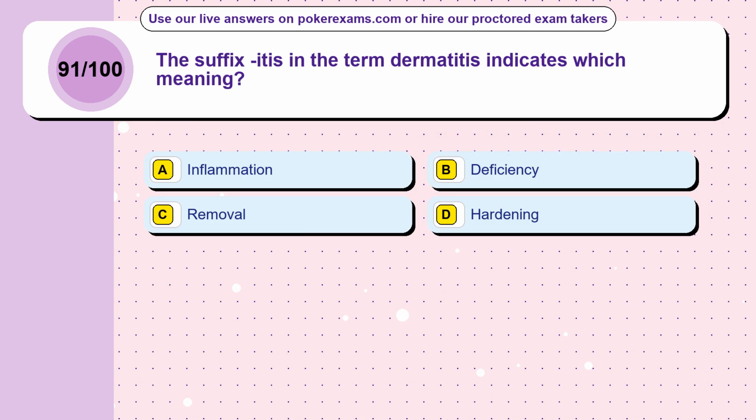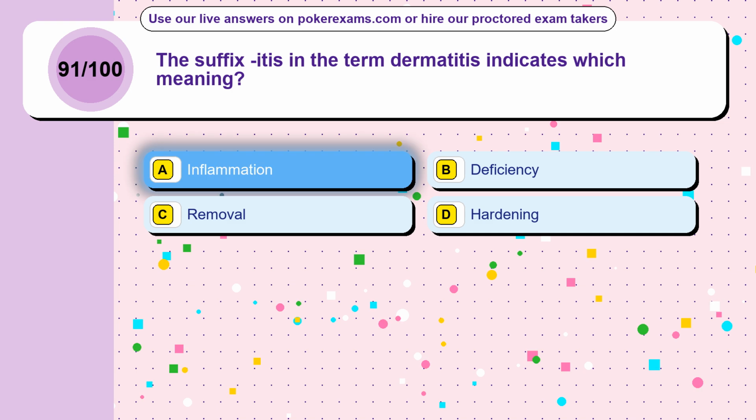Question 91. The suffix itis in the term dermatitis indicates which meaning? Option A, inflammation. Option B, deficiency. Option C, removal. Option D, hardening. The correct answer is option A, inflammation.